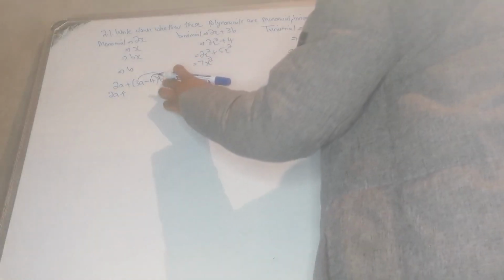So b squared multiplied by negative 4. What is b squared multiplied by negative 4? Give the answer of b squared multiplied by negative 4.